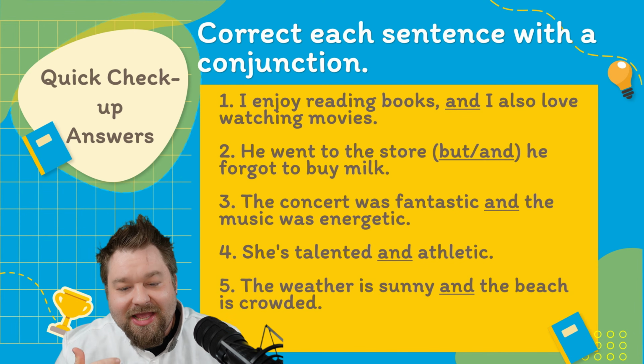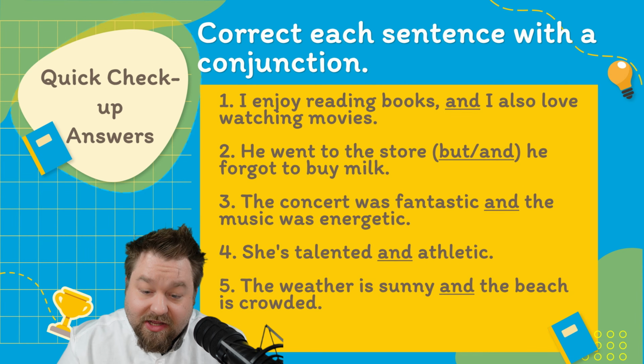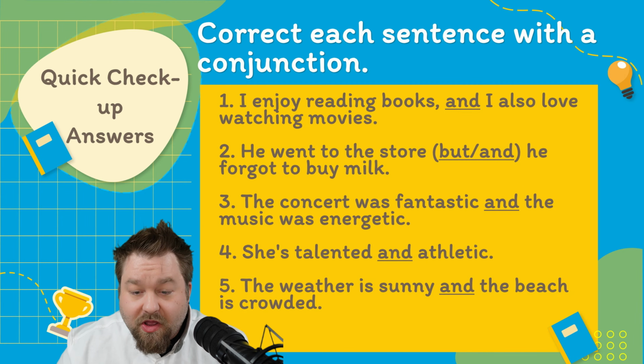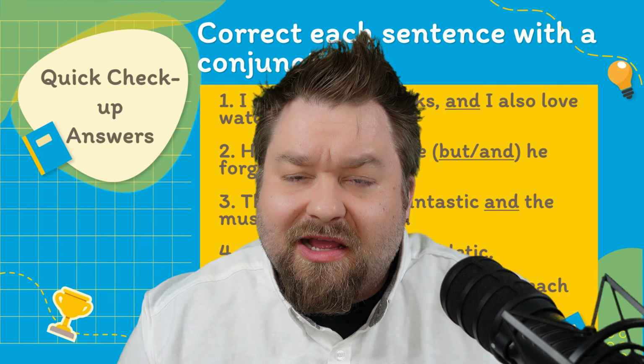Number 2. He went to the store, and we have two choices. We could say, but he forgot to buy milk, or we could say, and he forgot to buy milk. So he did this and he forgot that. Wow. See, it depends on what message we're trying to explain, what feeling, what emotion we want to say. He went to the store, but he forgot to buy milk.